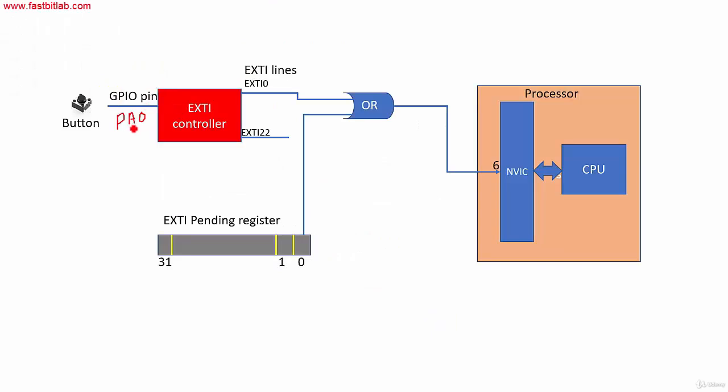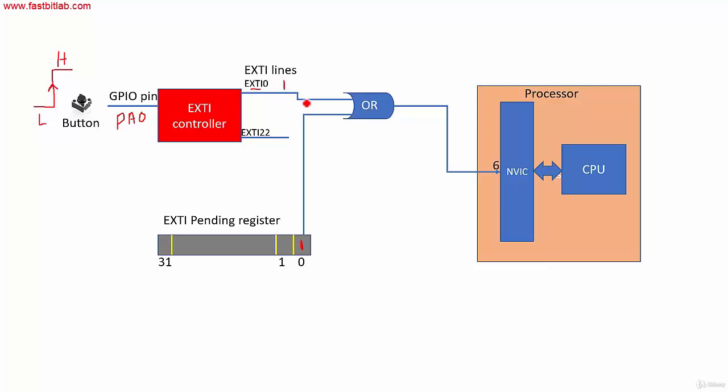So you know that PA0 delivers its interrupt to the processor over the EXTI 0 line. Now let's say the EXTI controller is configured for rising edge detection on this pin. And let's say you press a button and you make a low to high transition on this button, which is a rising edge. Whenever the rising edge happens on the button, the EXTI controller detects it. When that detection is successful, the corresponding bit in the pending register goes high, indicating the selected edge event has occurred on the EXTI line. When the selected edge event happens, the EXTI controller makes this EXTI 0 line 1.